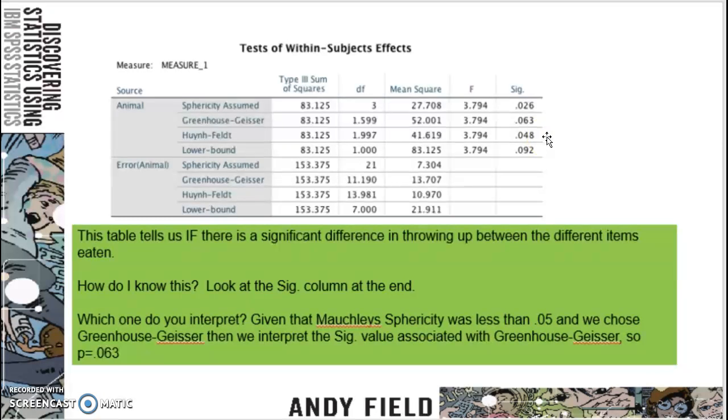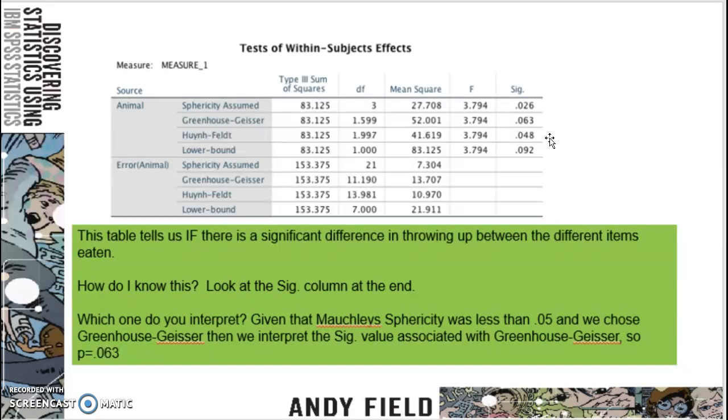Okay, so what the heck do you do? When you read Andy's book, one of the things that he recommends is Greenhouse-Geisser is very, very conservative. As you can see, it's conservative enough that it makes it not significant compared to when sphericity was assumed. Or if you choose Huynh-Feldt, it's probably too lax. So there's fine significance. And so what do you do?